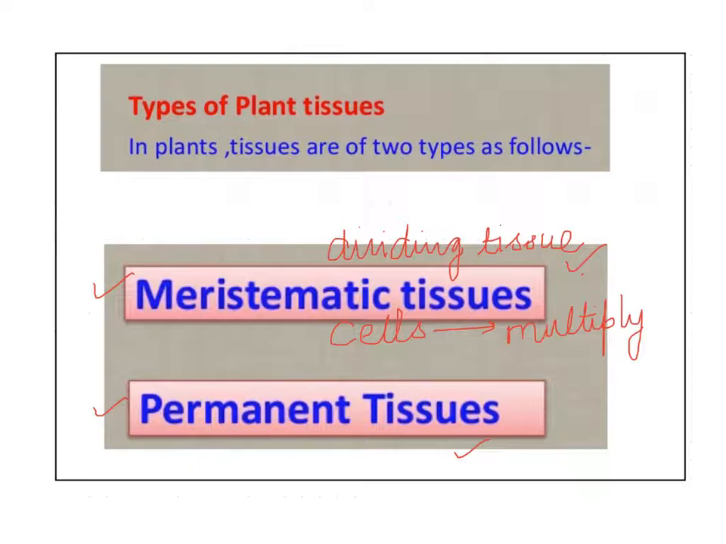So the cells present in meristematic tissue multiply, divide, and their number continuously increases. Such cells are present in the meristematic tissue, and this group of cells is referred to as meristematic tissue.